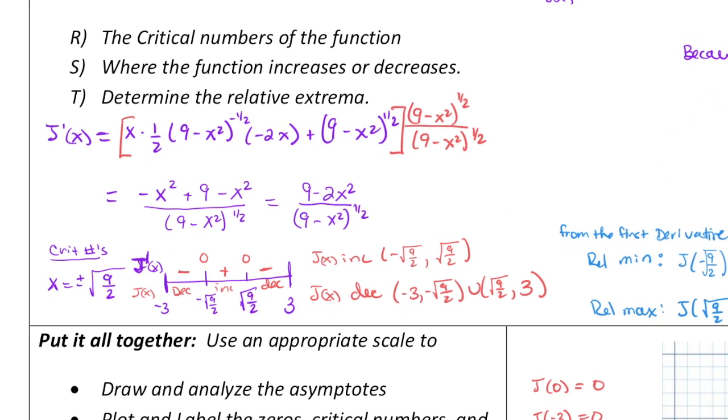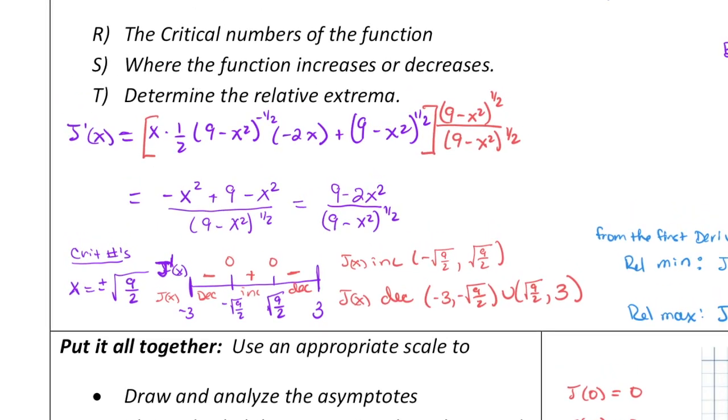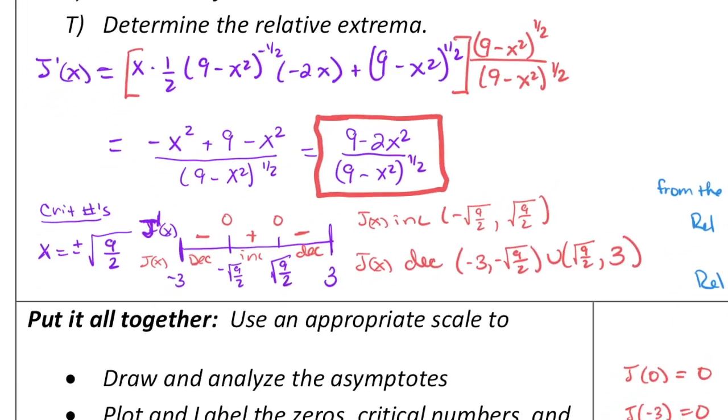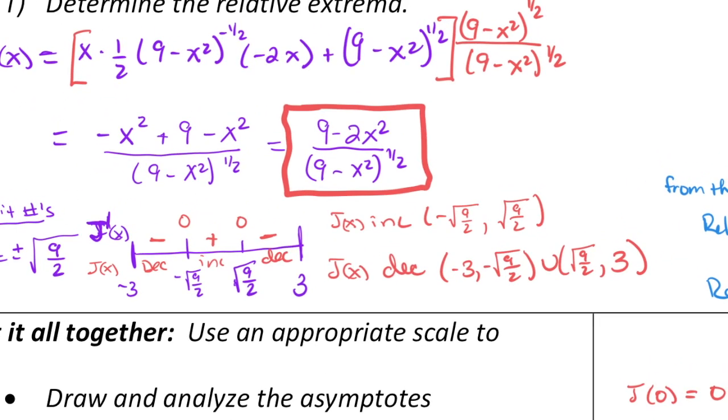Now when we describe and find our critical numbers, your critical numbers occurred once you found that lovely derivative. Yes, it took a little bit of effort there. Found the derivative and simplified. Your critical numbers occurred at negative square root of 9 over 2 and positive square root of 9 over 2. Then we determined that j of x was increasing on the interval between those two critical numbers, and it was decreasing on the intervals outside of your critical numbers.